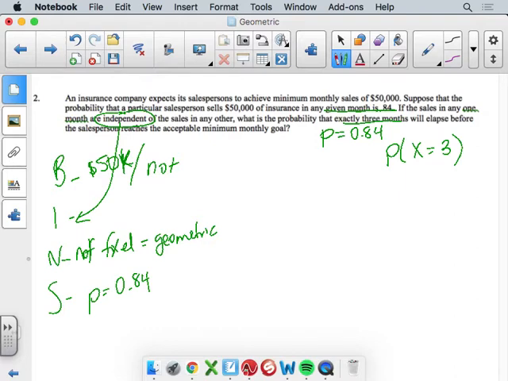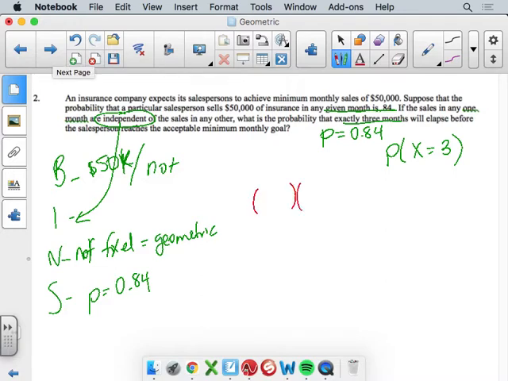I was trying to think about this. Okay, that's right. So what we have is a geometric distribution. Technically, really by hand, it's not too crazy. So let me think about this.